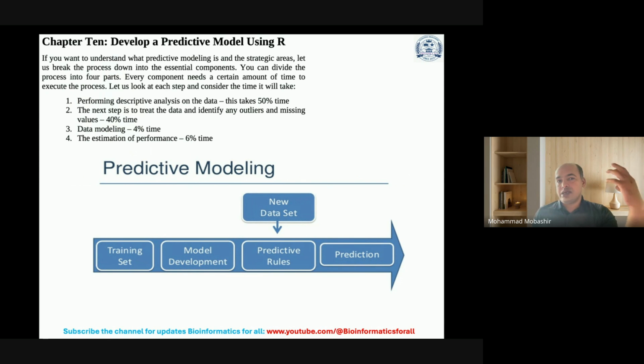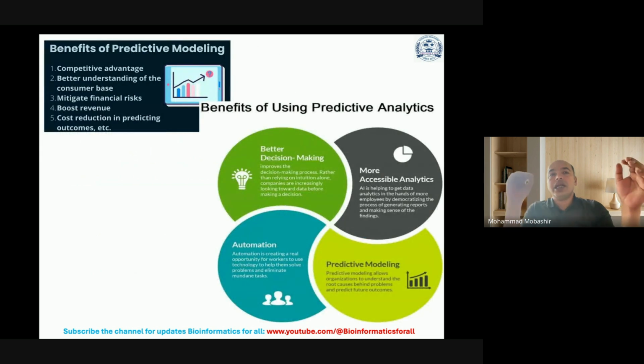Then it comes how to treat the data, identify the outliers and missing values. Then it goes to data modeling and estimation of performance. The performance estimation may take much longer time than what is written here. Now, the benefits of predictive modeling in financial sectors. It has competitive advantage, better understanding of the consumer base, mitigate financial risks, boost revenue, cost reduction in predictive outcomes.